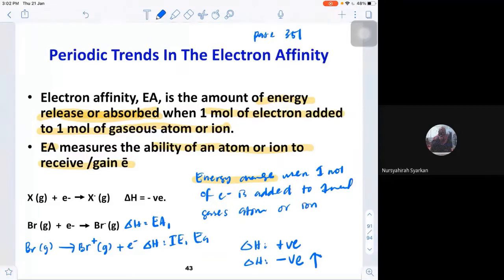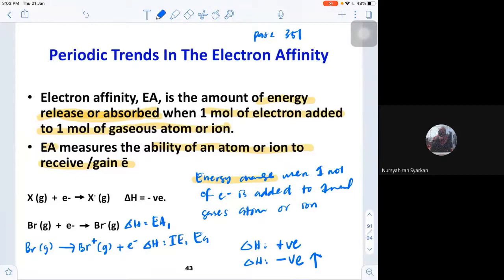We have lithium is negative 59, boron negative 26, and then carbon negative 122. The more negative the value means that the more energy is released when they receive an electron. The more energy the system releases means that it is easier for that atom to receive the electron, so we can say that they love to receive the electron. Then they will release more energy.